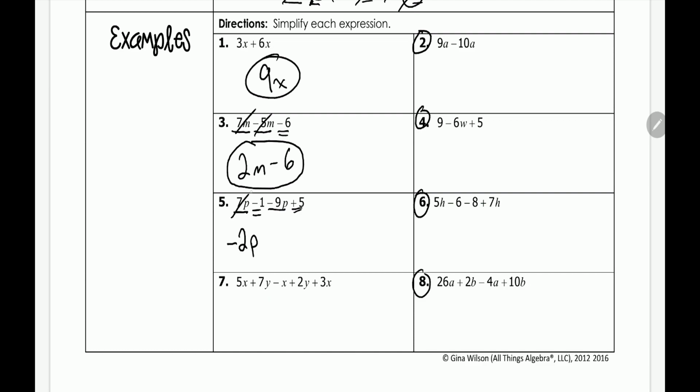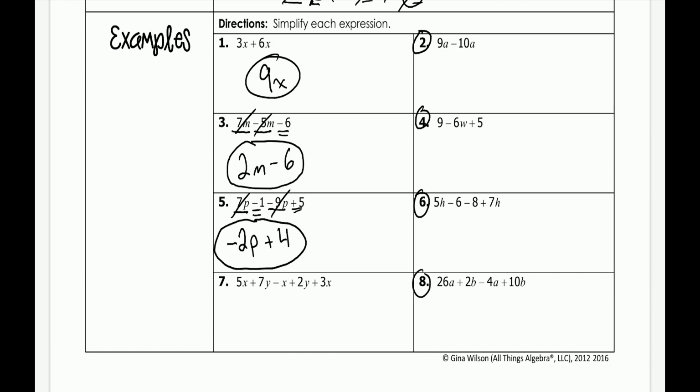And we're done with the variables, so let's mark through them. Next, we're going to combine everything that doesn't have a p or doesn't have a letter. We have negative 1 plus 5. Well, negative 1 plus 5 gives us a plus 4. And that's the simplified version of number 5. And that's going to be your final answer.